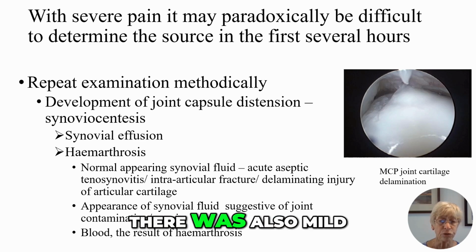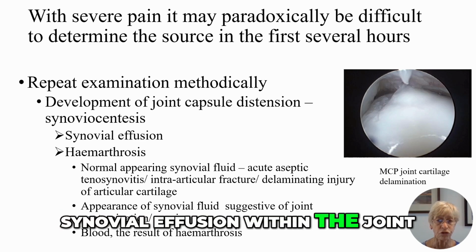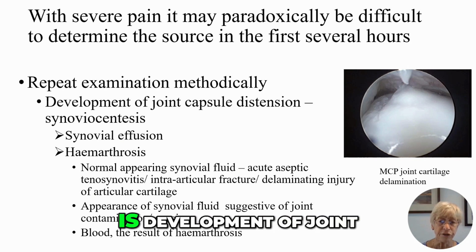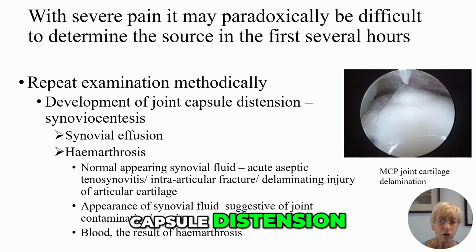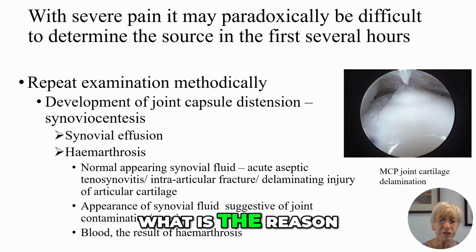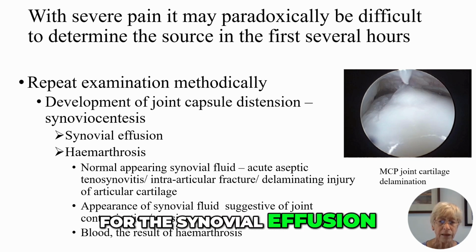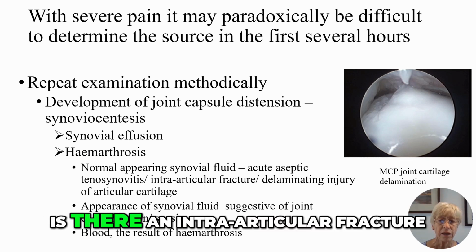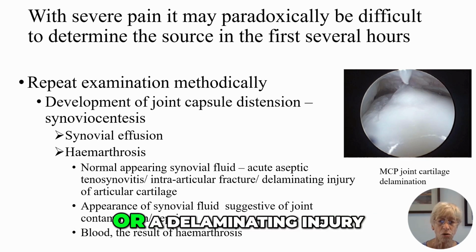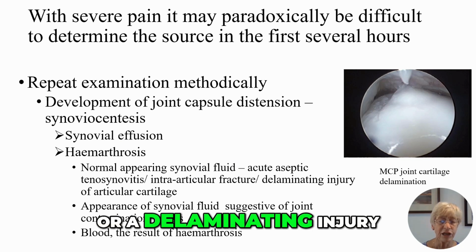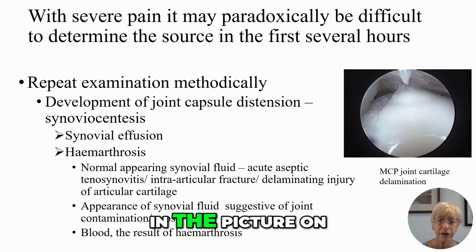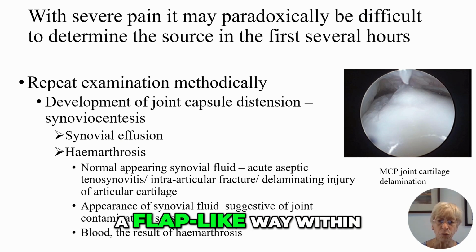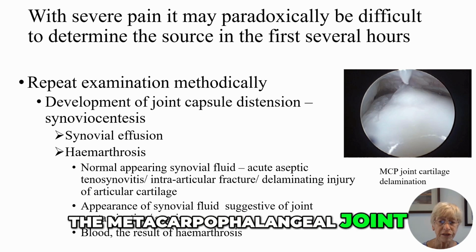At that stage, there was also mild synovial effusion within the joint. If on repeated examination, you note that there is development of joint capsule distension, we then have to consider what is the reason for the synovial effusion. Is there infection? Is there an intra-articular fracture or a delaminating injury of the articular cartilage? In the picture on the right, we can see cartilage lifted off in a flap-like way within the metacarpophalangeal joint.